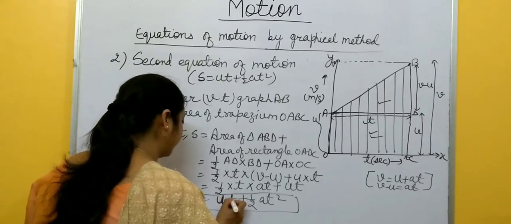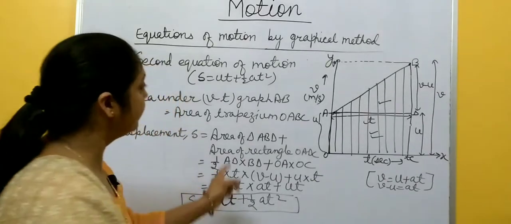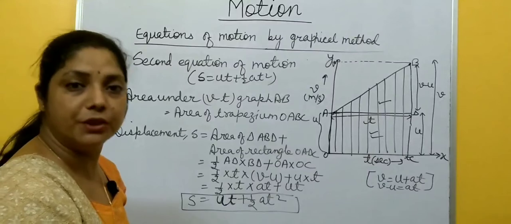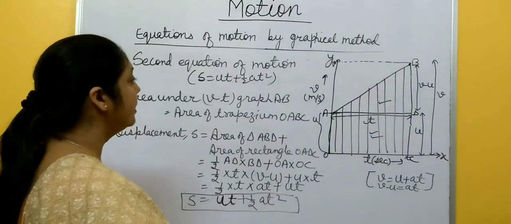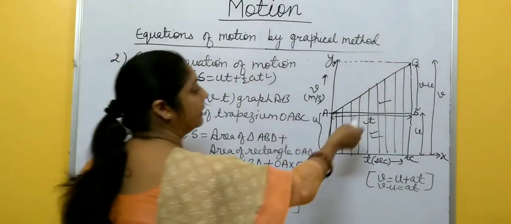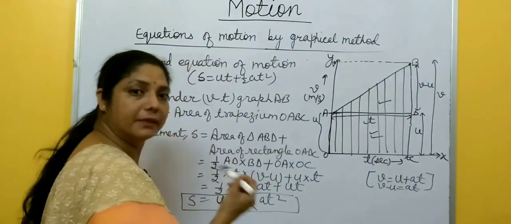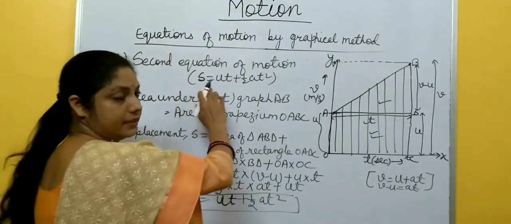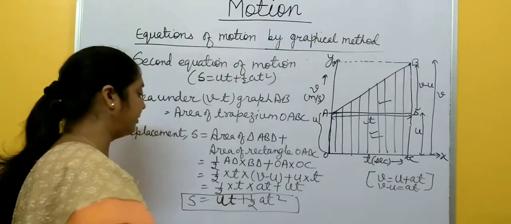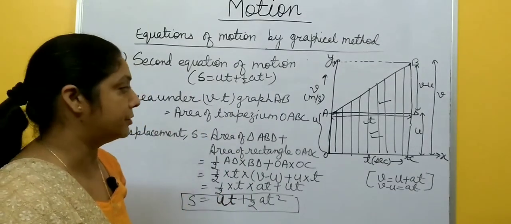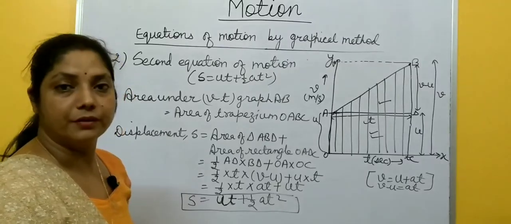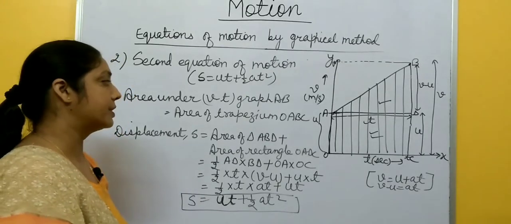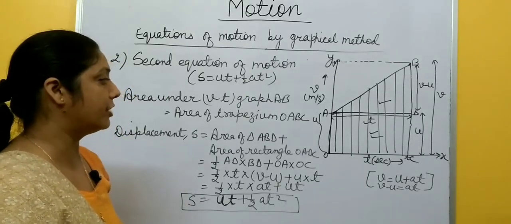And you must remember one thing, that to derive this equation S equal to UT plus half AT square, you always take the area under this velocity time graph, because only area gives displacement S, right? In this way, you derive the second equation of motion. Hope you understood this one. Pause it and write it down in the copy fast.